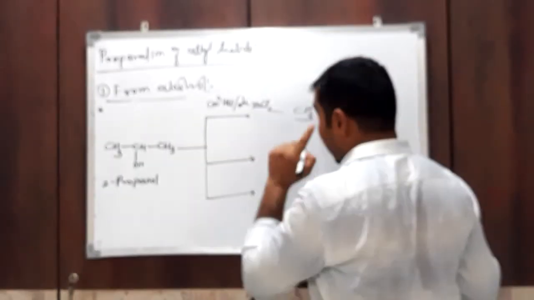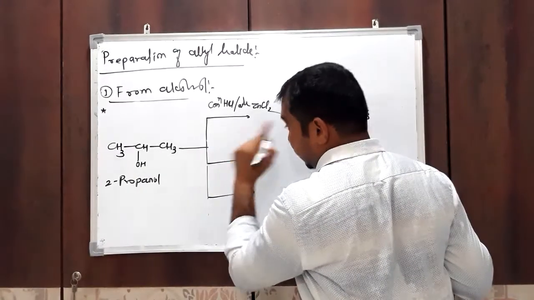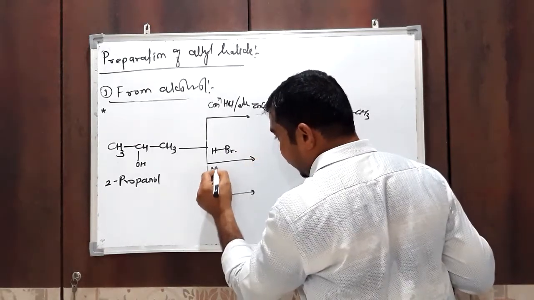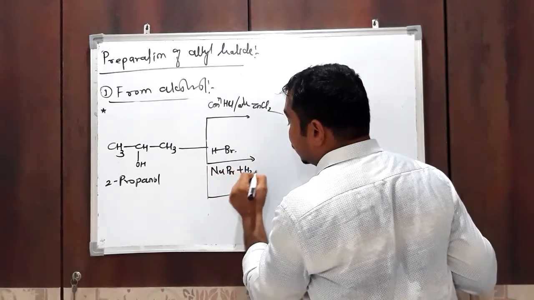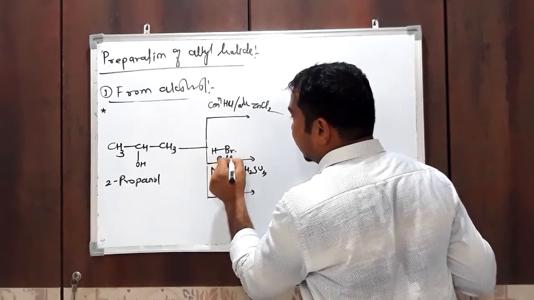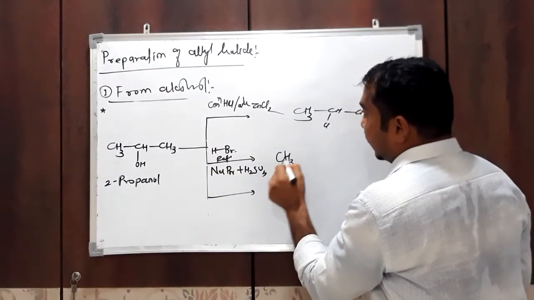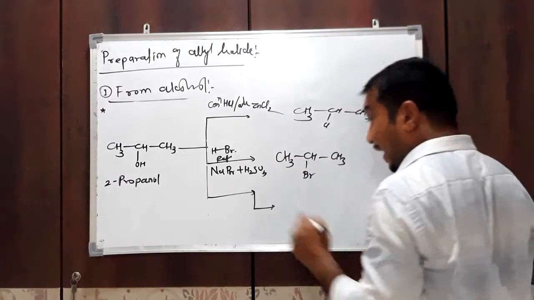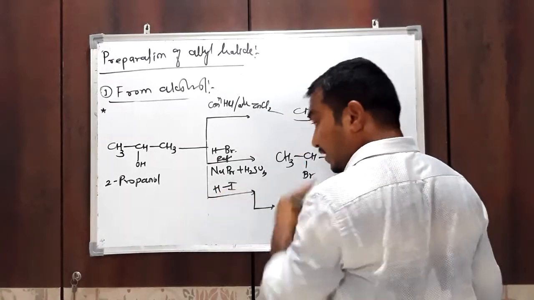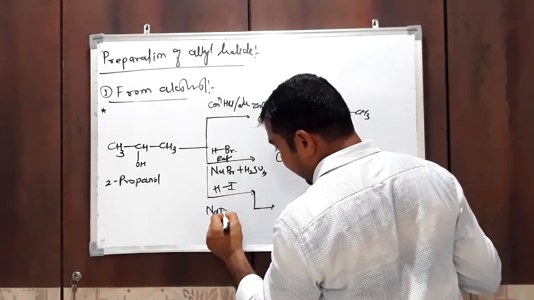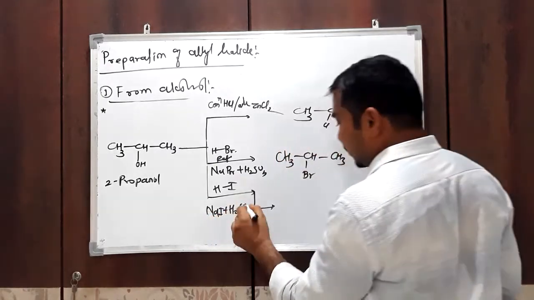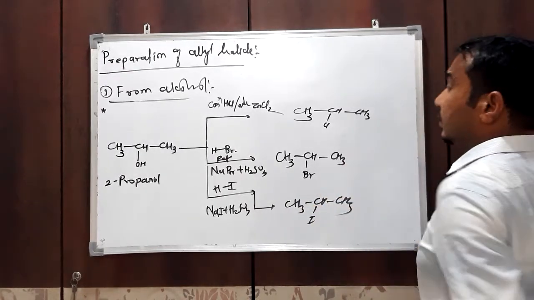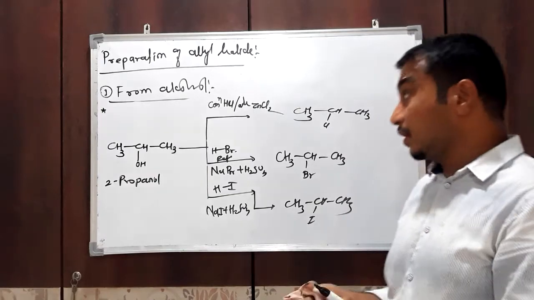If you want to prepare alkyl bromide, then we have to take HBr, but that is prepared during the reaction by the reaction between NaBr plus H2SO4. Reflux, here also reflux. Okay, you will get alkyl bromide like this. And if you want to prepare alkyl iodide, then HI is prepared by NaI plus H2SO4, same reaction, giving this. Okay, so this is the method. By using alcohol we can prepare alkyl halide.